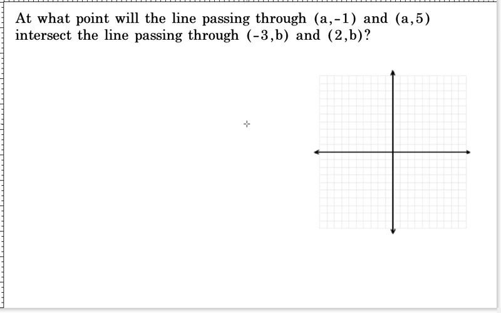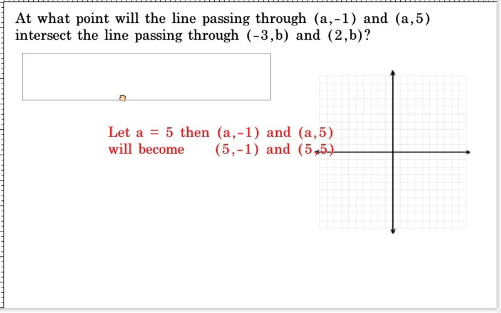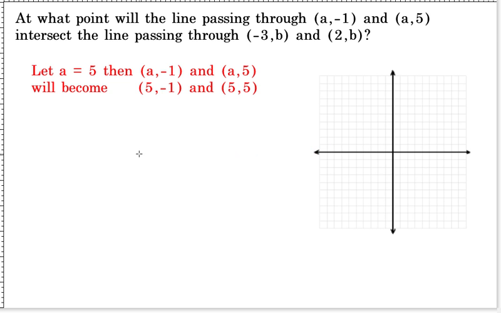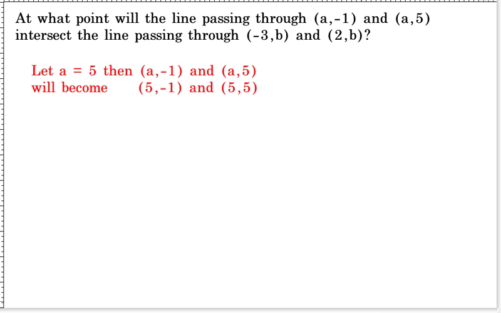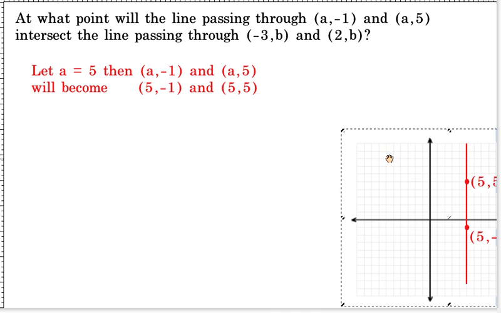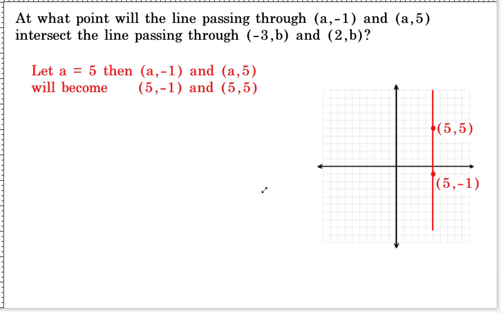So I want to take my own advice and run a number experiment. I'm going to let a equal 5, which is a nice smooth number. When I do that, the ordered pair (a, -1) becomes (5, -1), and (a, 5) becomes (5, 5). Now, these two points are very easy to graph. When I draw them out and connect the two points that define a line with a solid line, we end up with this vertical line.